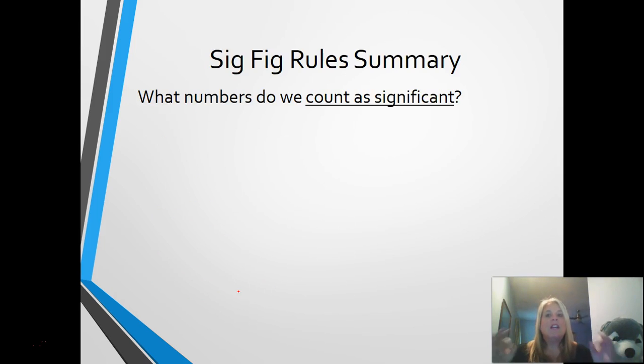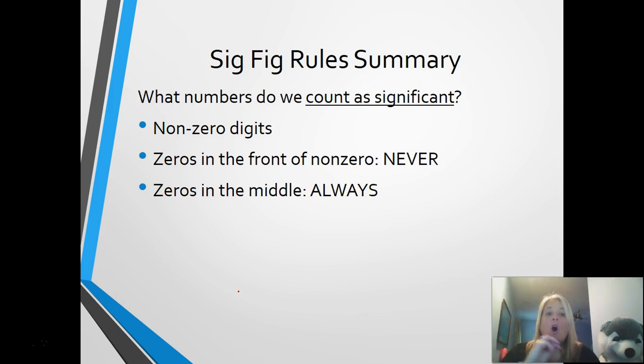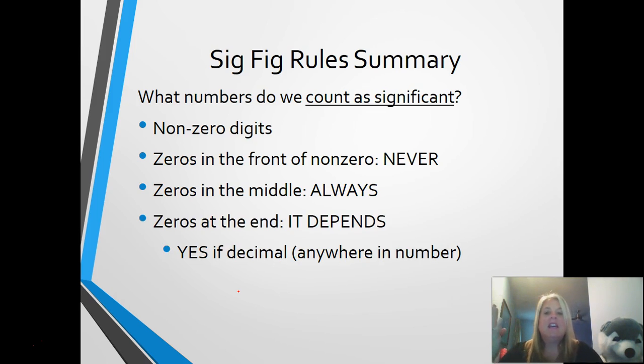So in summary, what numbers do we count as significant? Rule number 1, non-zero digits are always significant. Rule number 2, zeros in the front of non-zero numbers are never significant. Rule number 3, zeros in the middle are always significant. And rule number 4, zeros at the end, it depends: yes, if there's a decimal anywhere in the number.